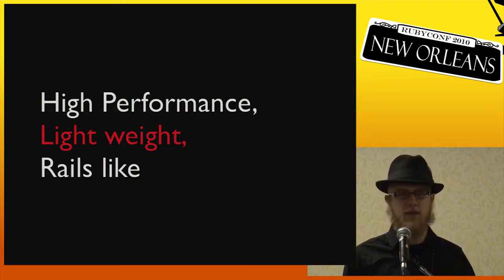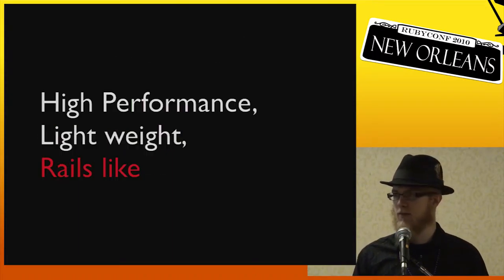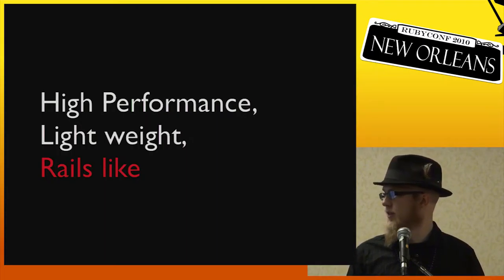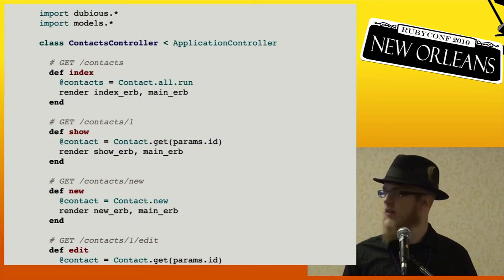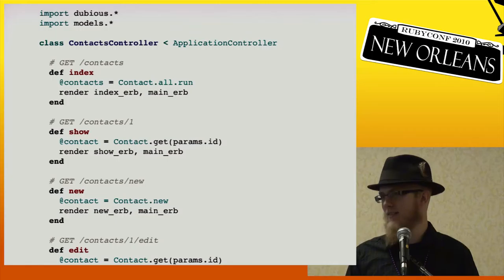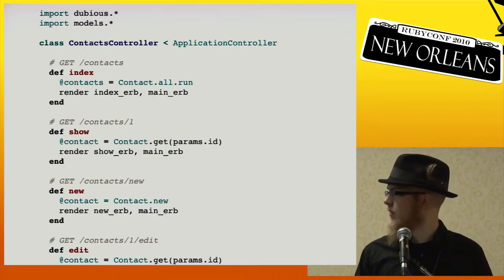So it's also kind of like Rails, and it was designed in a way so that it looks a lot like Rails. So here's an example of some Dubious code. It looks a lot like a Rails controller. You've got actions and using instance variables, and Mirah looks a lot like Ruby because it uses the same syntax. There are some differences though.